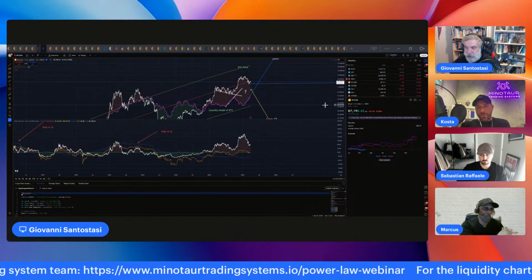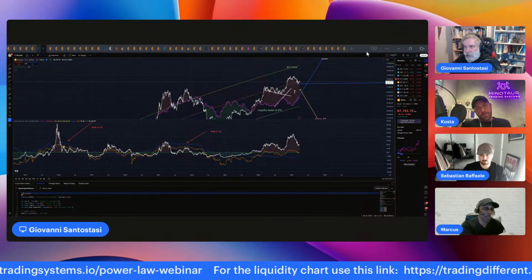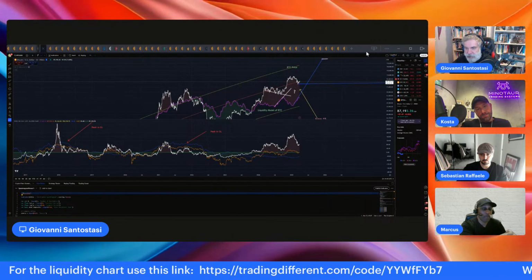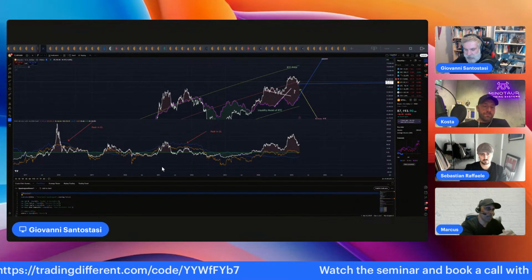So it's actually great that we can also see the liquidity now, the local liquidity, because that is more internal to what Bitcoin is doing at any particular moment. So I think it's very, very valuable.